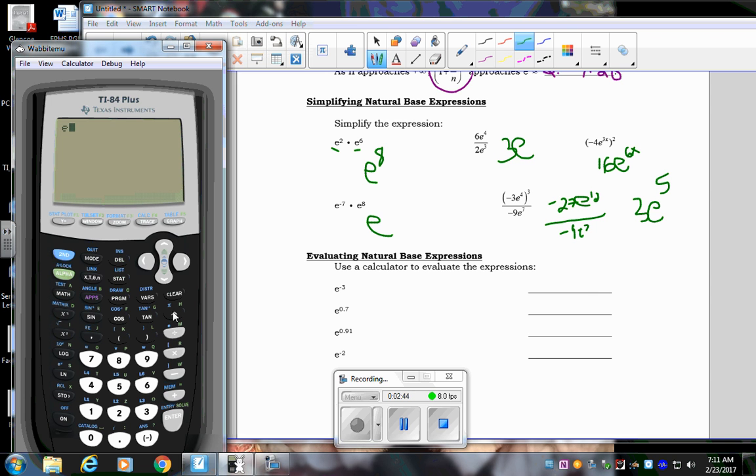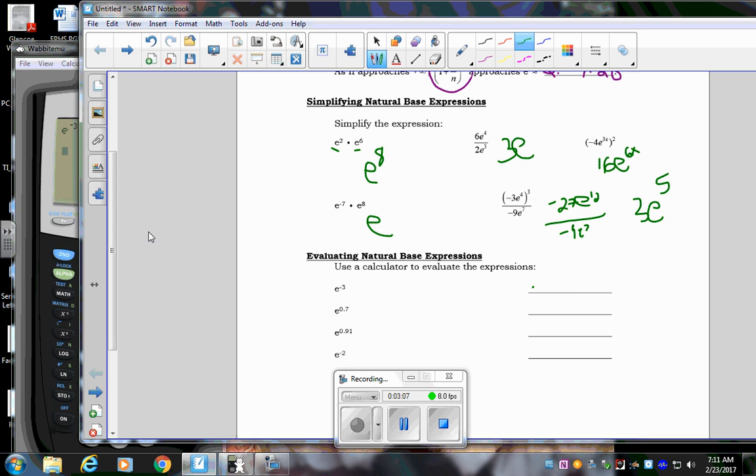You can put e here and raise it to a power on your own if you want to, or if you use this one over here, it's already saying, hey, you're raising it to a power. So if I do second, e to the x, I can just type in what my exponent is. Probably better to use this button because it is the inverse of a natural log when we do logs, so they're inverses of each other.